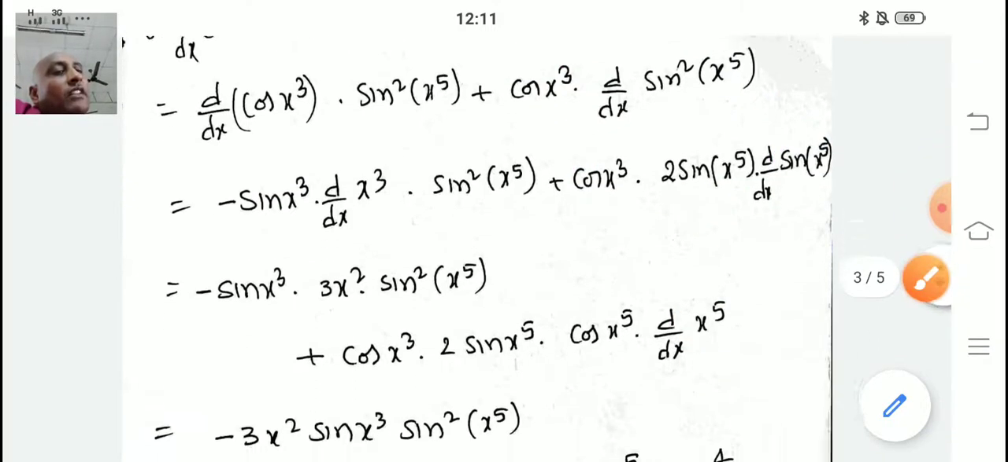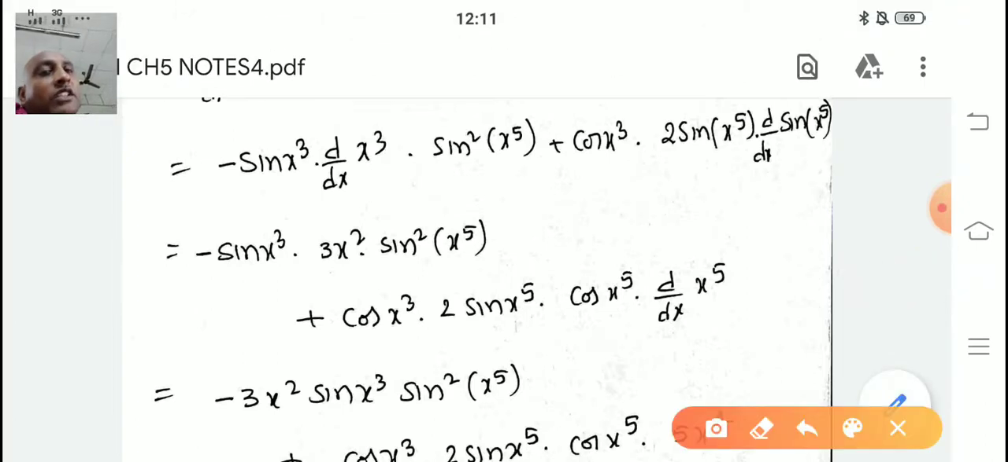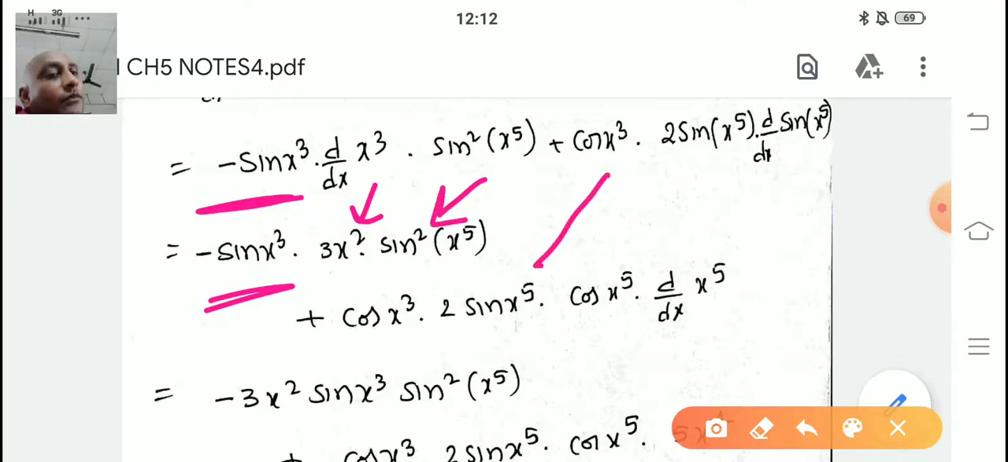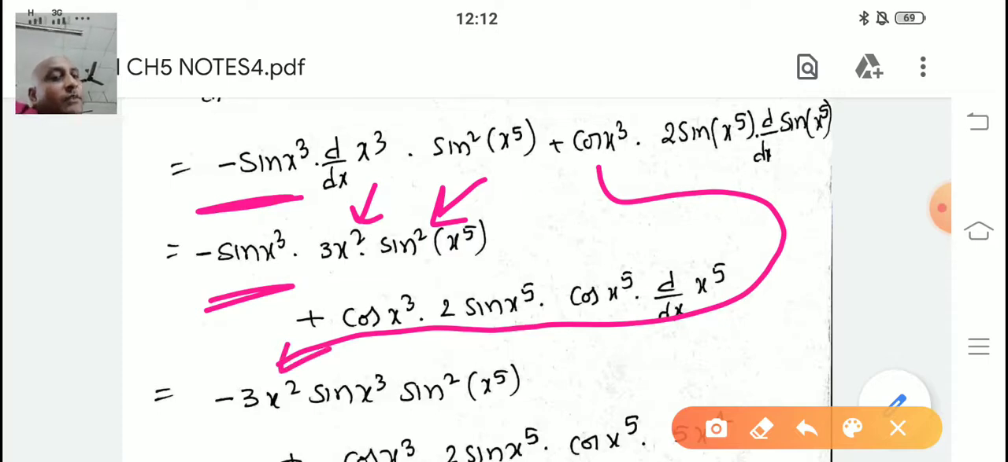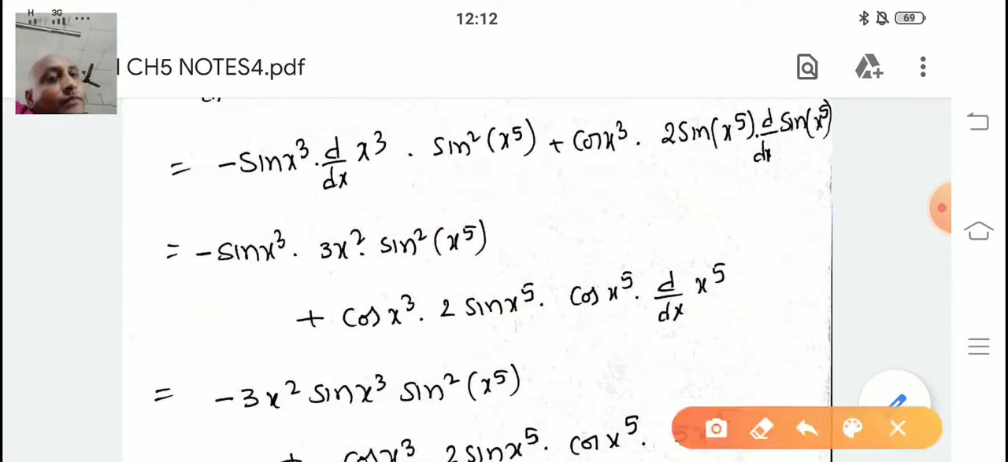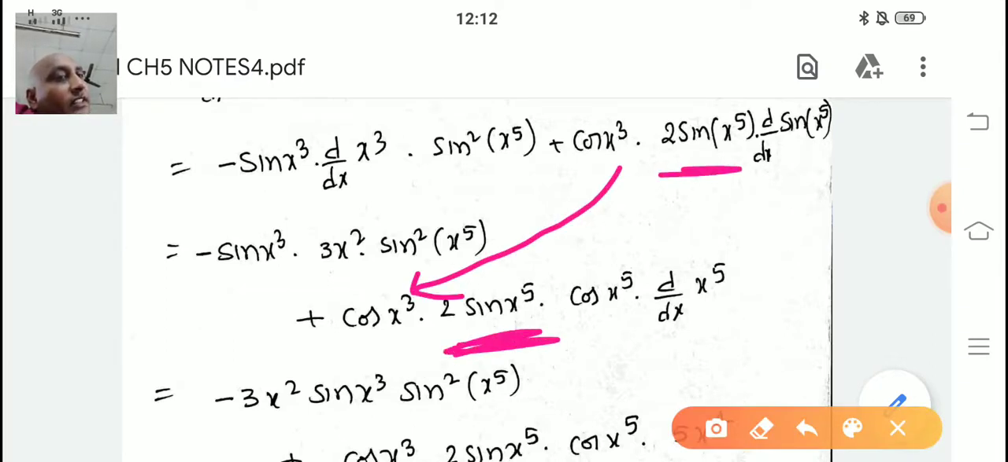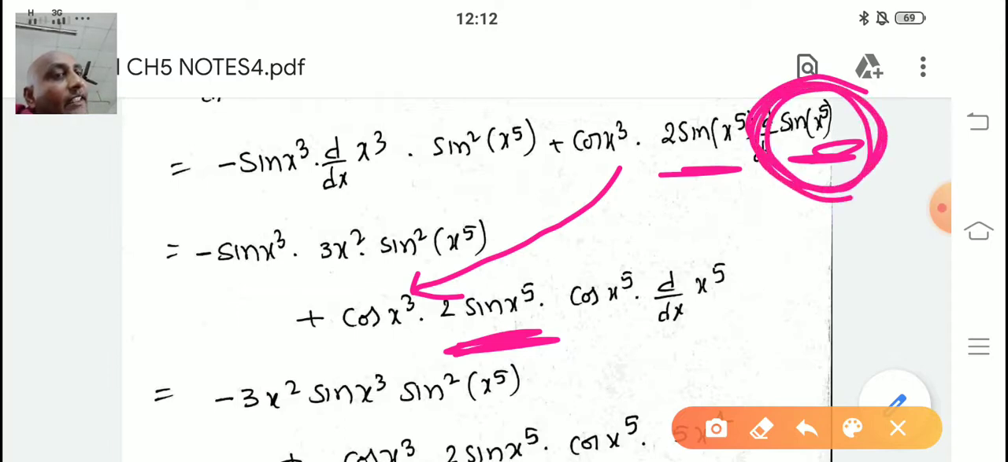So the derivative of sin x power 5 we have to do now. This one copy, this is sin, minus sin x cube. The derivative of x cube is 3x square. This copy as it is, cos x cube. Then cos x cube as it is. Cos x cube copied. Then 2 sin x power 5 is here. The sin derivative is cos x power 5 into the derivative of x power 5.